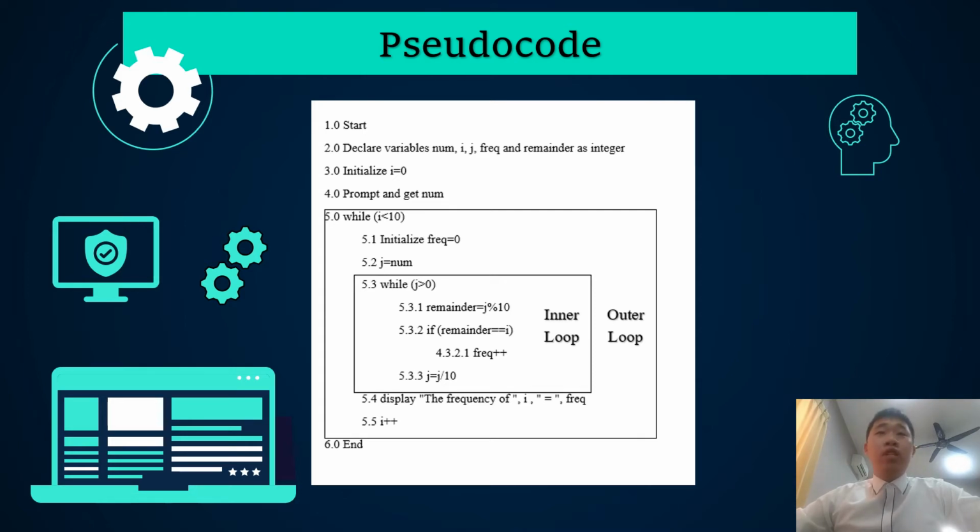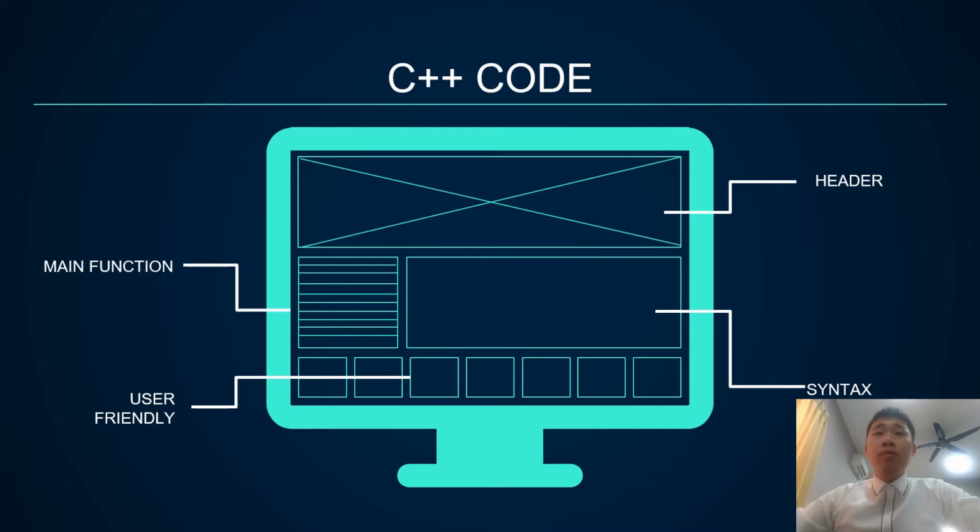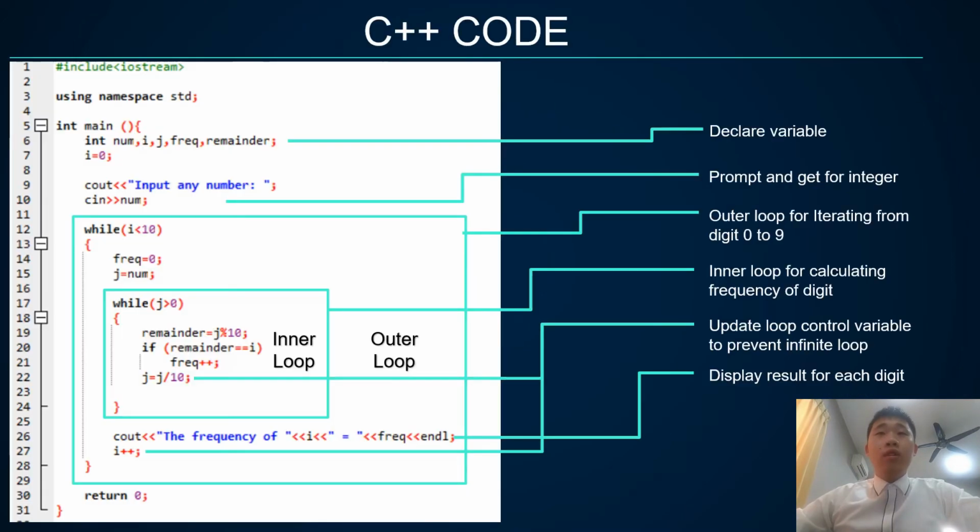Moving on, we will discuss the C++ code and compile the program. This is the C++ code for the program. First, we include iostream, which is the library for input and output. Next, we use the namespace std. Then we start our main program.